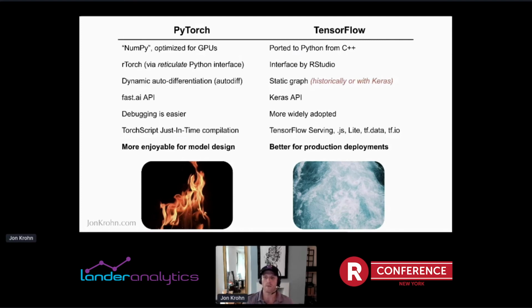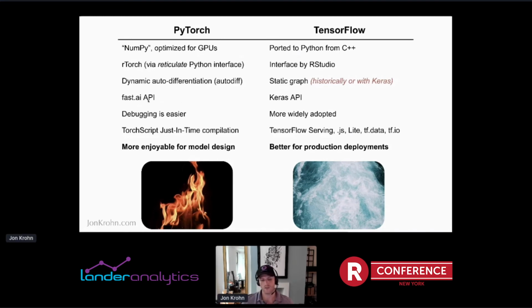In TensorFlow, up until the 2.0 release, and still today with the 2.0 release, if you're using Keras to build your models, you have a static graph, which means that you cannot have different sized data inputs. They need to all be consistent in terms of sizing.